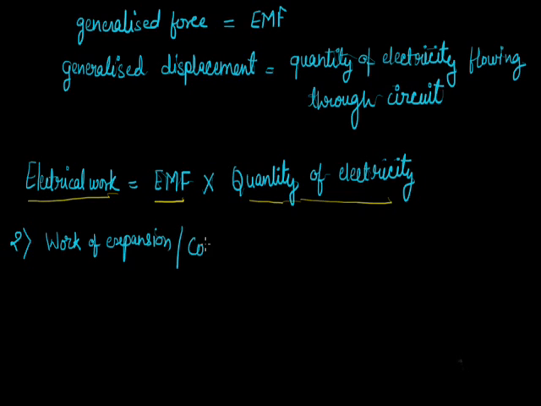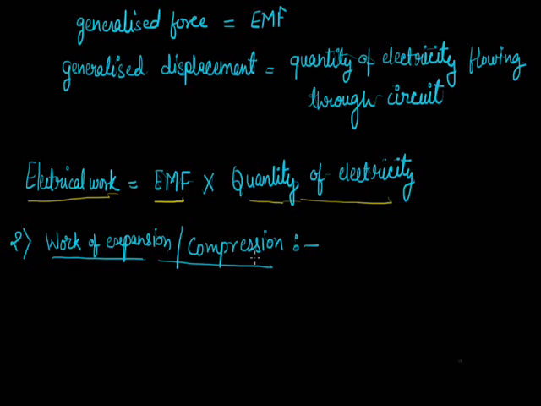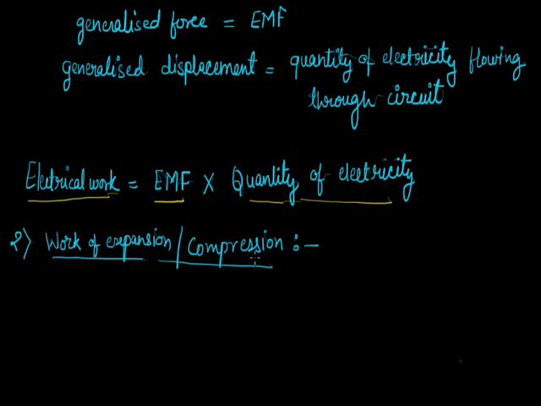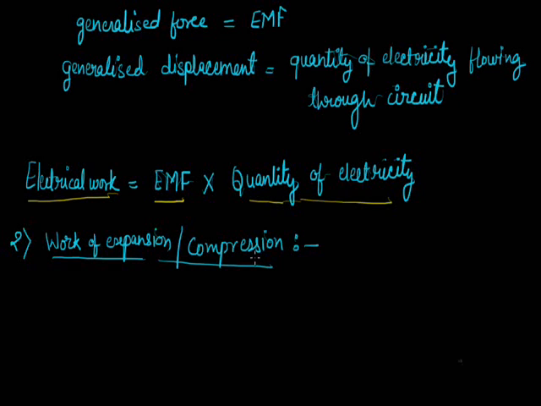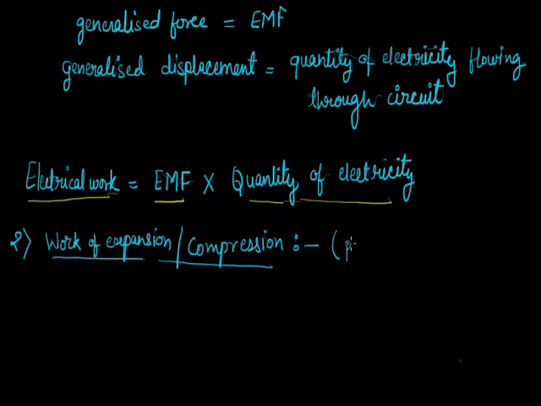The second type of work is work of expansion or work of compression. If we take a gas in a jar and put some pressure on that jar, there will be compression of the gas. That is a type of work. And if we keep a frictionless piston, the gas expands. That is also work. So the second category of work is expansion and compression. We can also say that it is the pressure volume work.